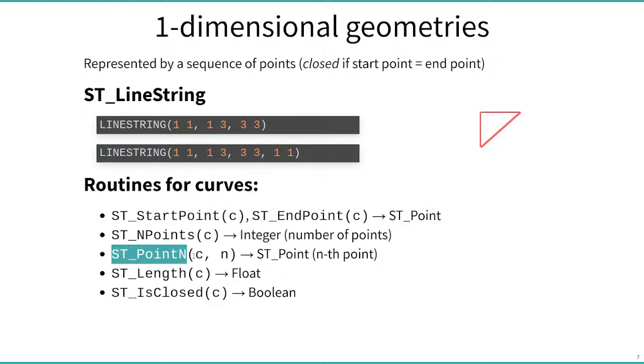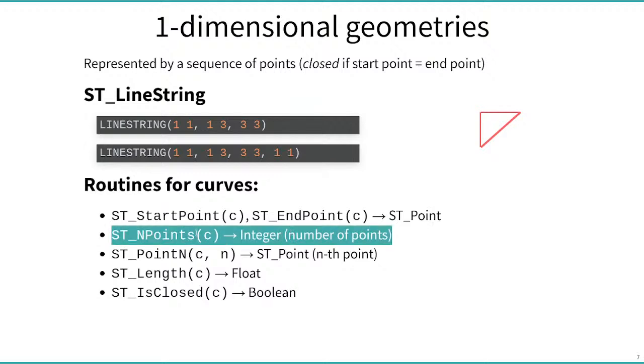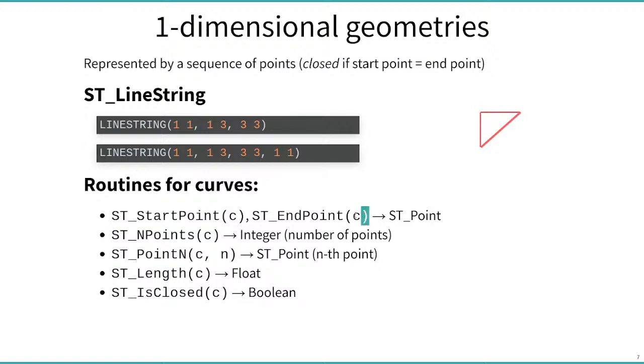Point n gives you access to the nth point. So point n of this line string 1 gives us this point, 2, 3, 4. I don't know if they start counting with 0 or 1. Number of points, n points of this line string, start point and end point is basically this point n, but for only getting the first or last point on that line string.